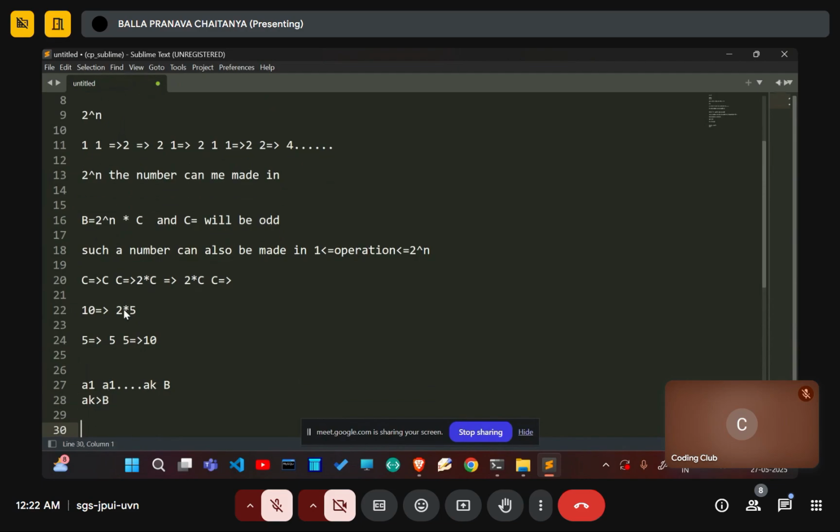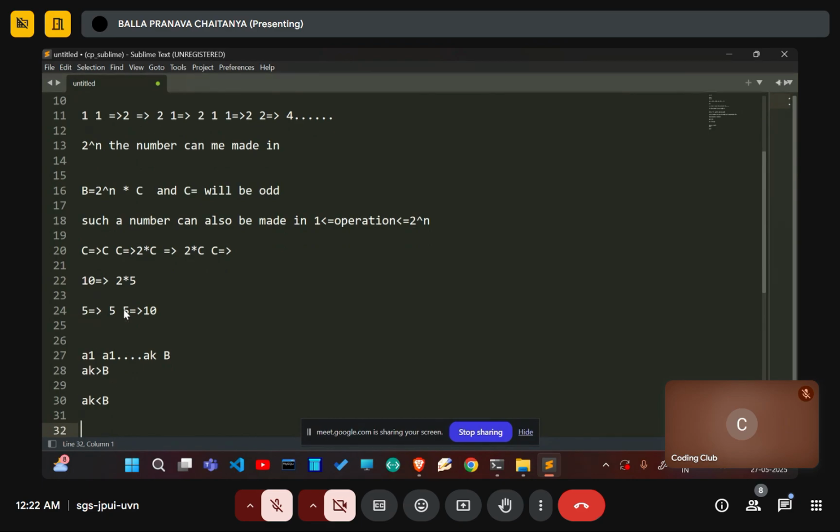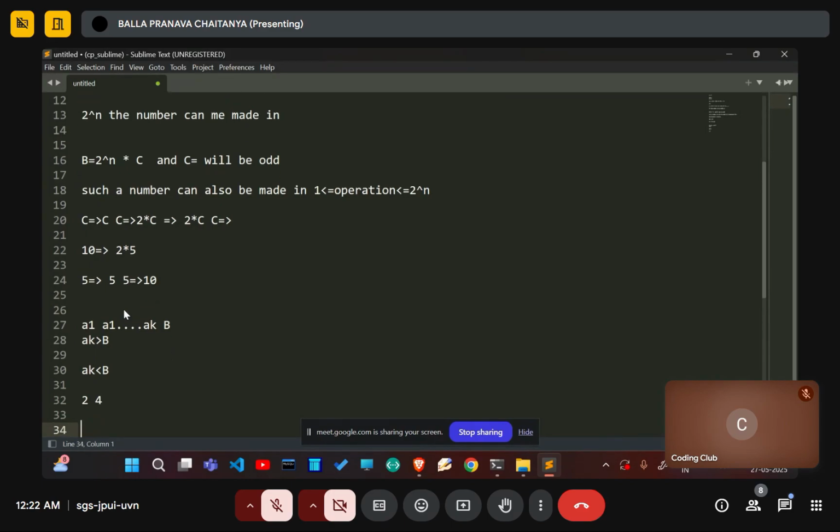But what happens when ak is less than b? Then this makes things a bit difficult. So let's understand with some example. Suppose we have to make 2 and 4, right? We have to make this array 2 comma 4. We are starting out with nothing. So simply we will push. First of all, somehow we made 1. Okay, we have made 2, but now we have to make 4.